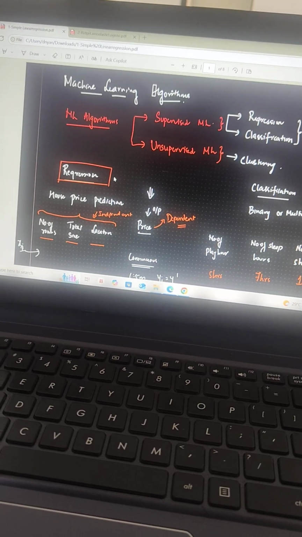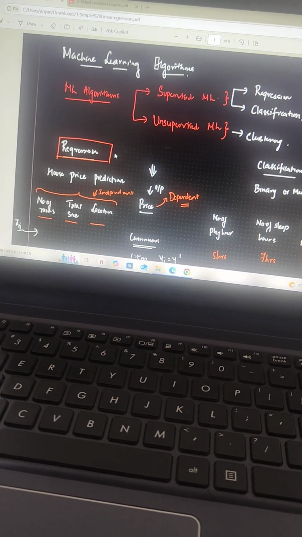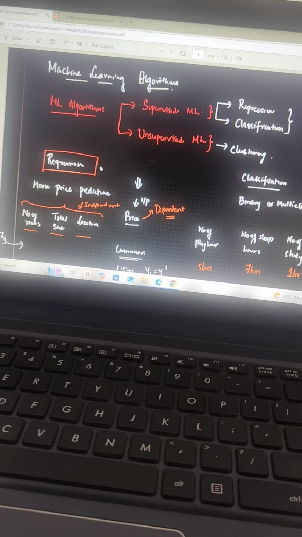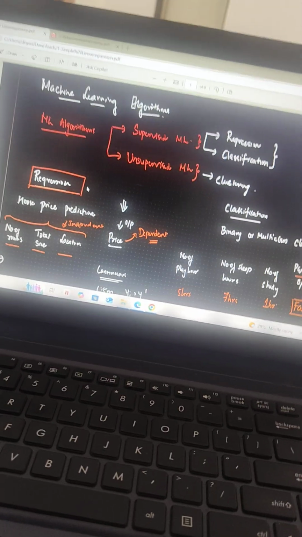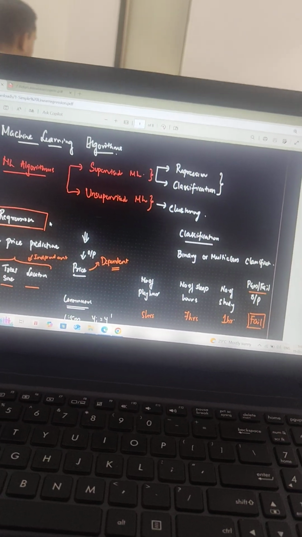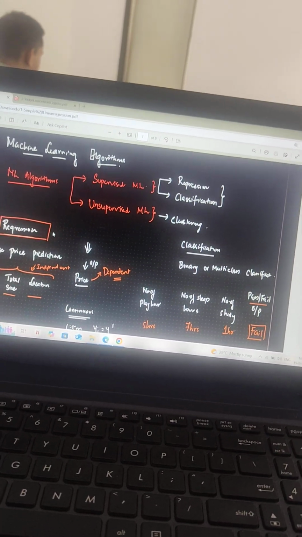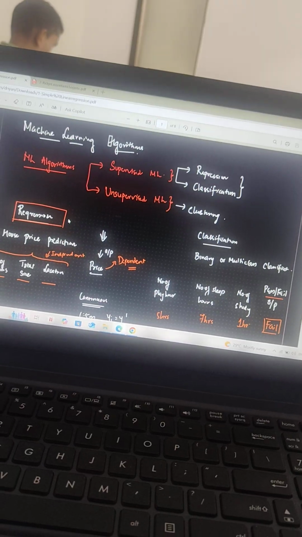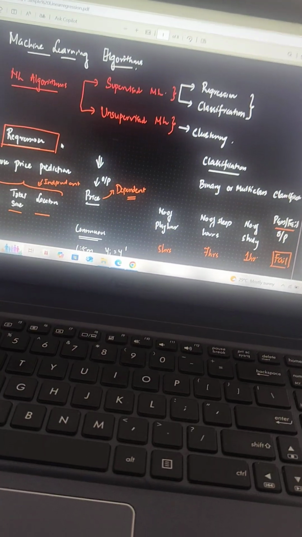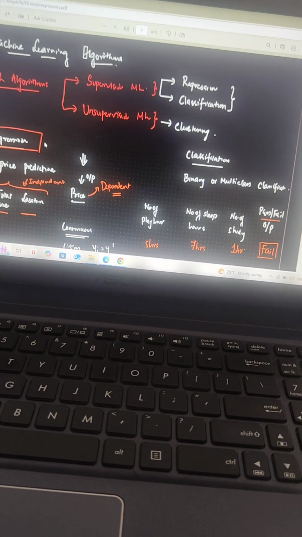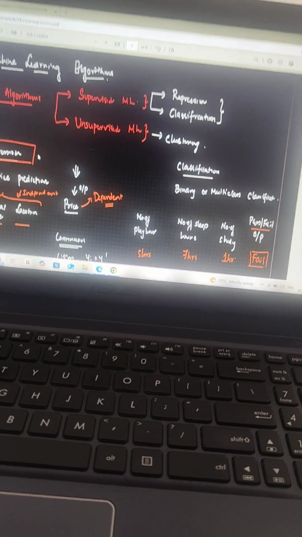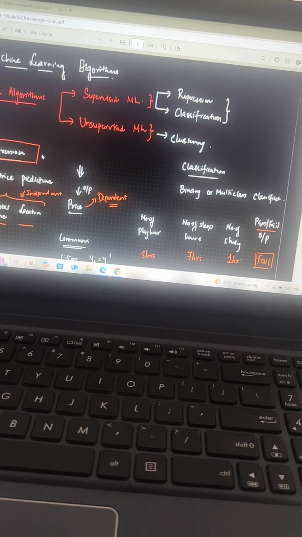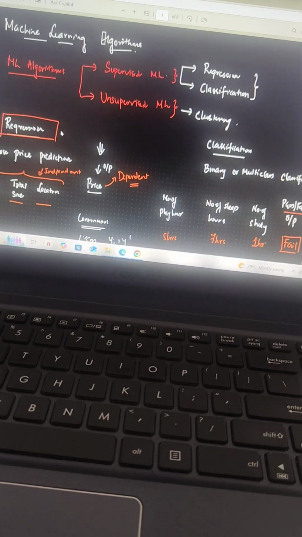In supervised we have labeled data. It means in the dataset we have a target column. For example, in a housing dataset we have a price column. This price column is a dependent column. It depends on all the other features. This type of dataset or problem set we call supervised machine learning. In unsupervised we just create groups, clusters of the data. This we call unsupervised machine learning.